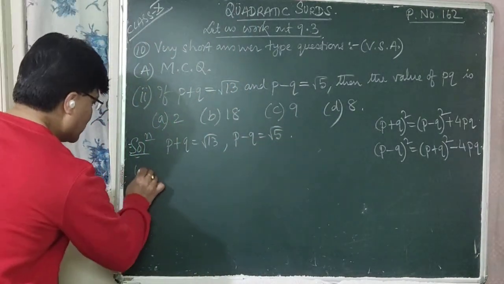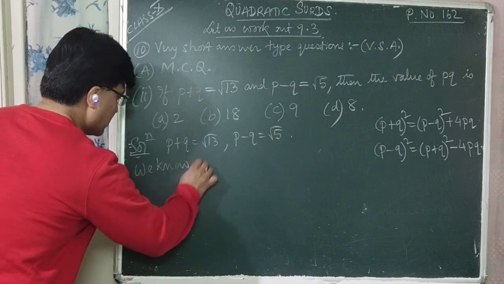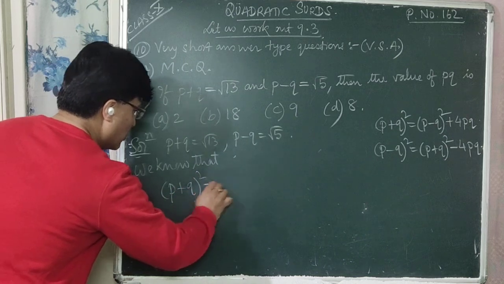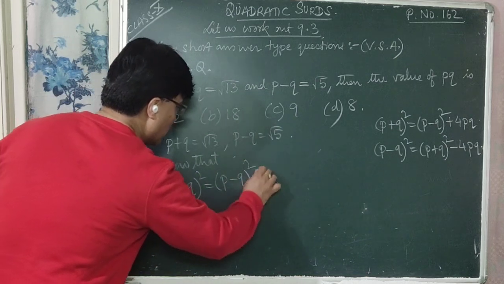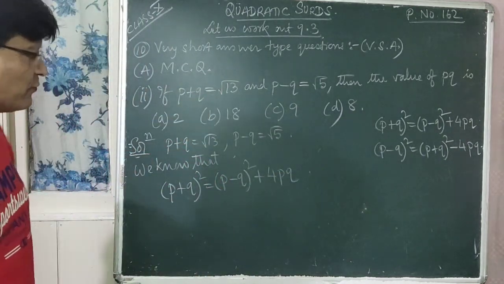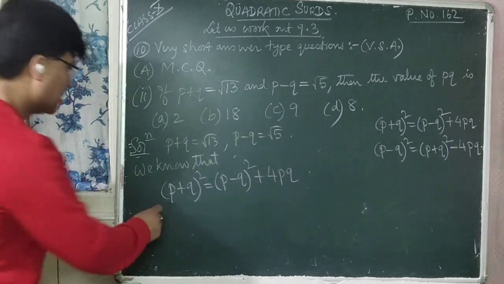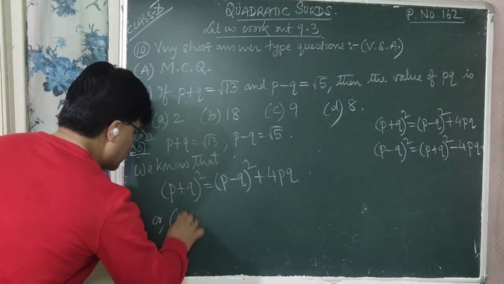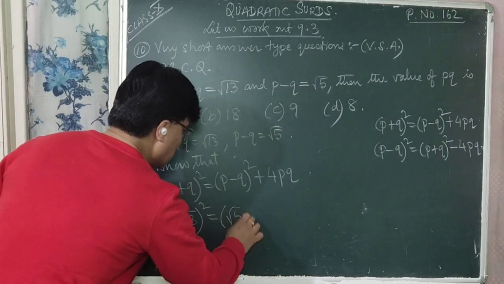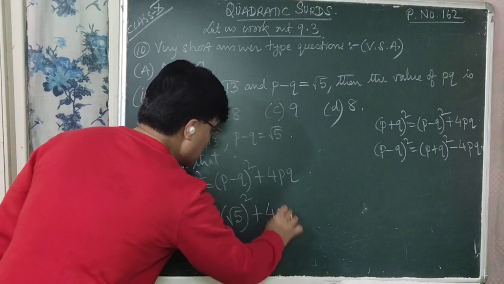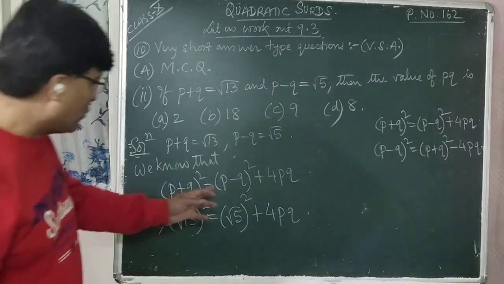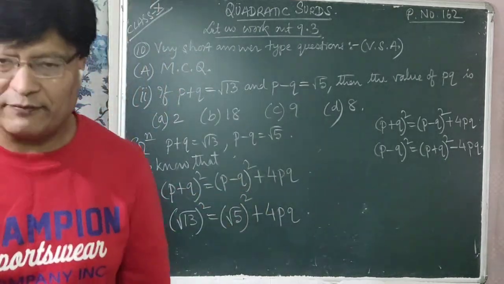So now we know that P plus Q whole square is equal to P minus Q whole square plus 4PQ. That is, the first formula is used, right? So what is P plus Q whole square? It is root over 13 whole square, which is equal to, what is P minus Q out here? It is root over 5 whole square plus 4PQ. Is that clear to all of you? Now you can solve this equation to get the value for PQ, right?